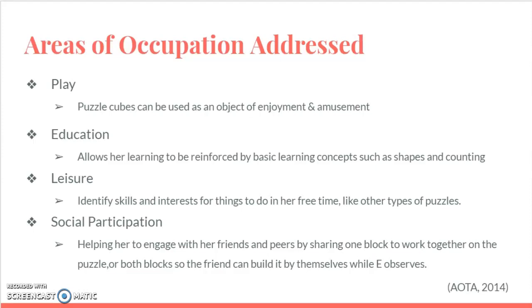Leisure. Identifying skills and interests for things to do in her free time, like other types of puzzles. As we stated earlier, E loves her Duplo blocks. These puzzle-type toys have a meaningful place of interest in her life and can be modified or adapted to help serve additional aspects of leisure.